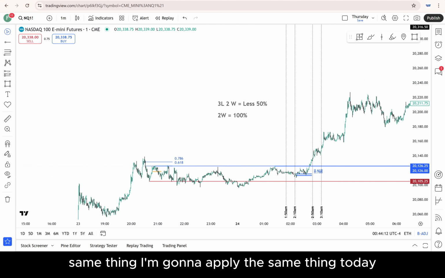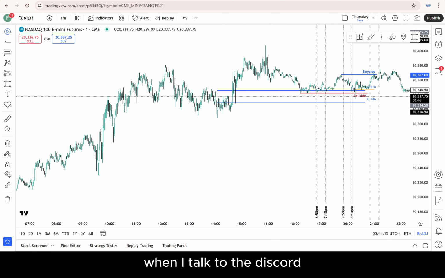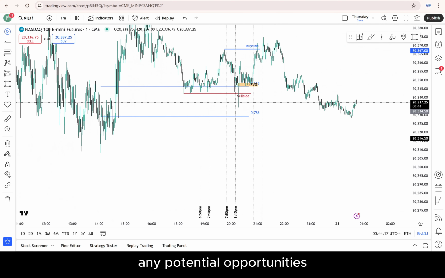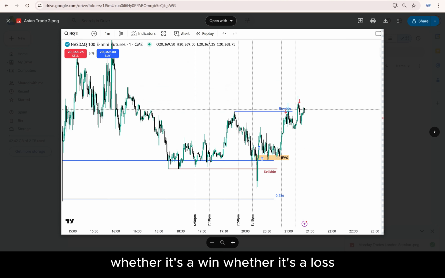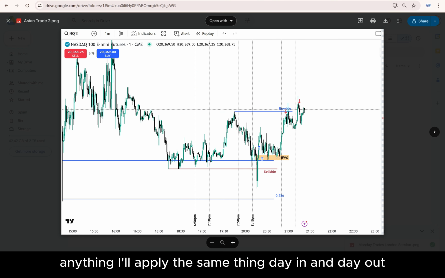And again, same thing. I'm going to apply the same thing today when I talk through the Discord. Any potential opportunities, any trades that might play out. And I'll apply it every single day, whether it's a win, whether it's a loss, whether it's a break even, a small loss, anything. I'll apply the same thing day in and day out.